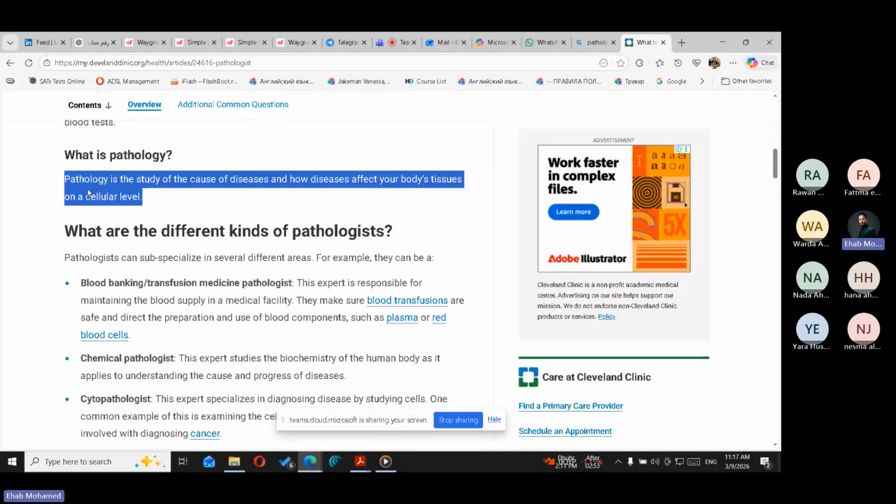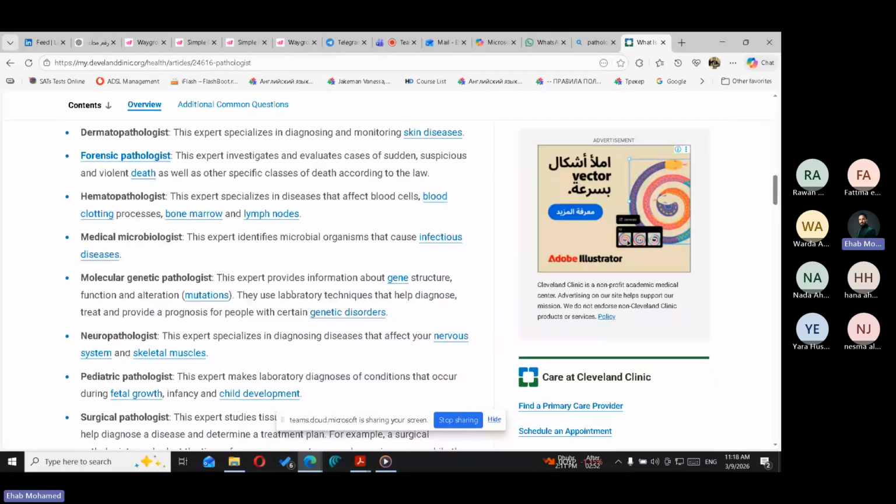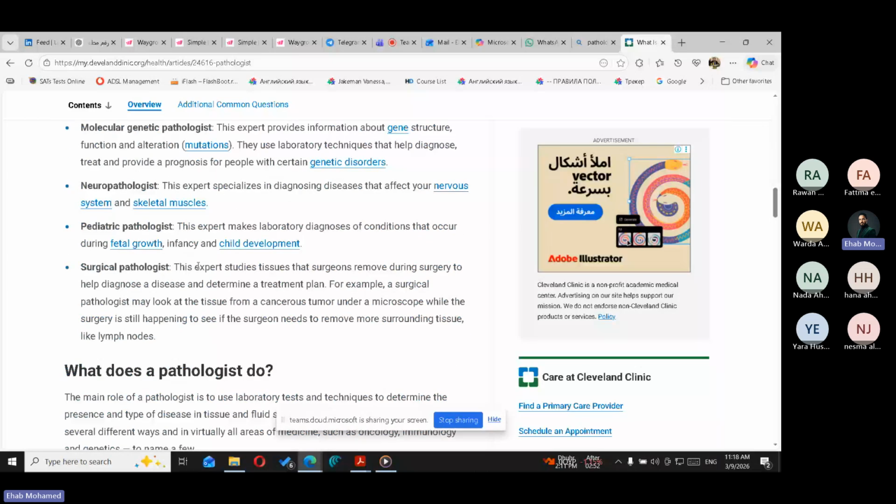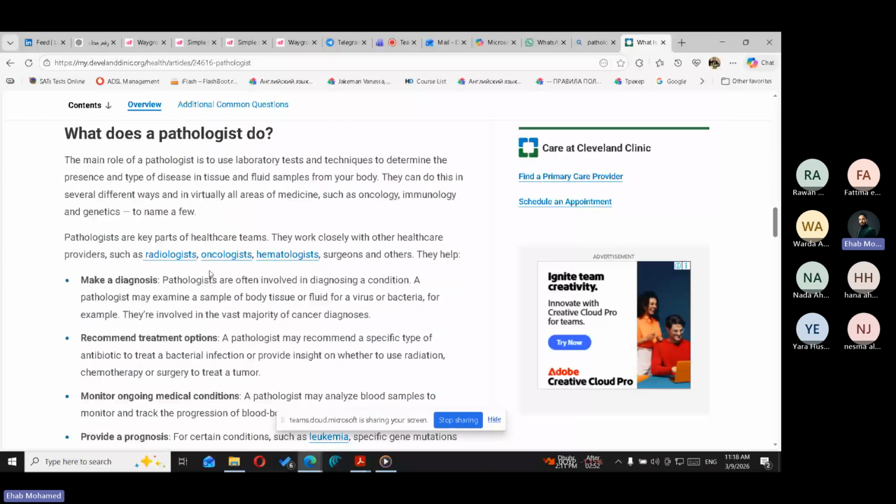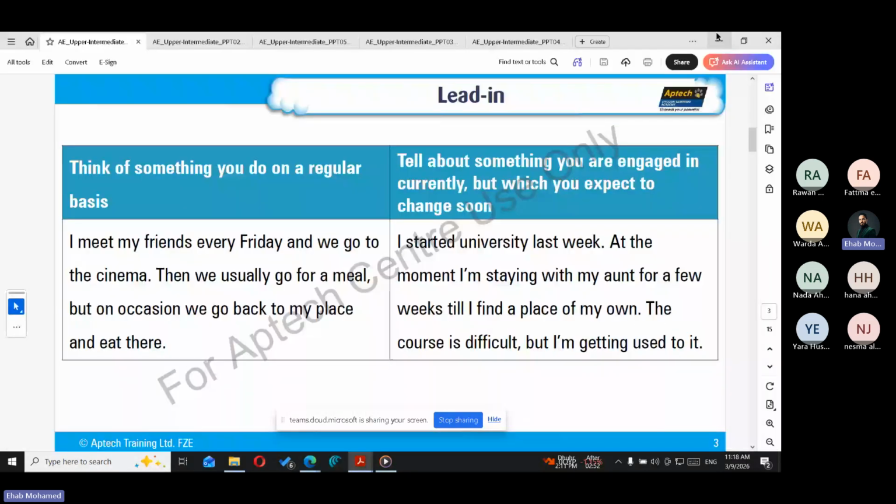If you study, you surely know what pathology means. What are the different kinds of pathologists? All of this is non-fiction text. It's an informational text. You will find it all in present tense. That's why I told you that we use the present tenses, especially the simple present tense, when we talk about facts, when we talk about real information. This is number one.